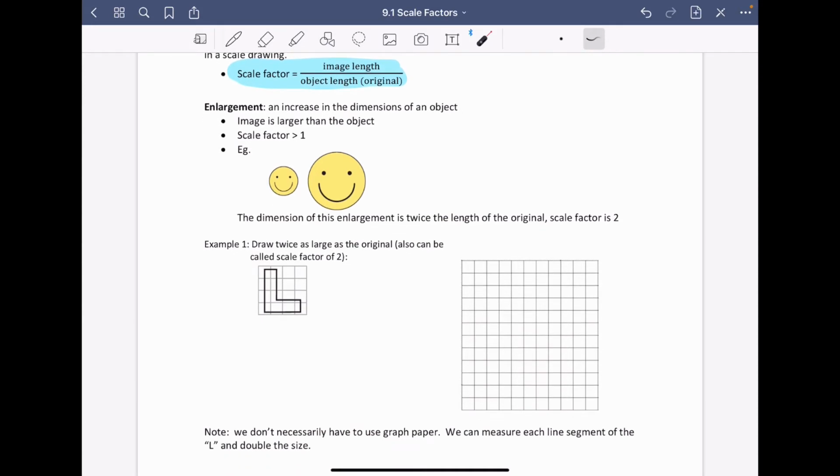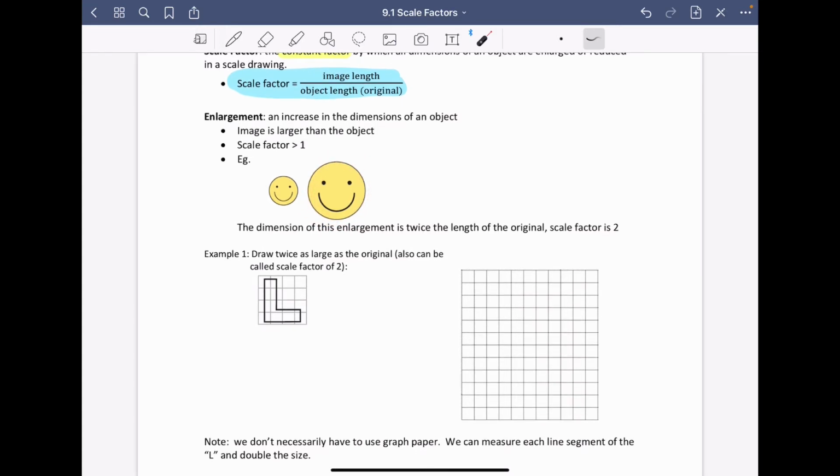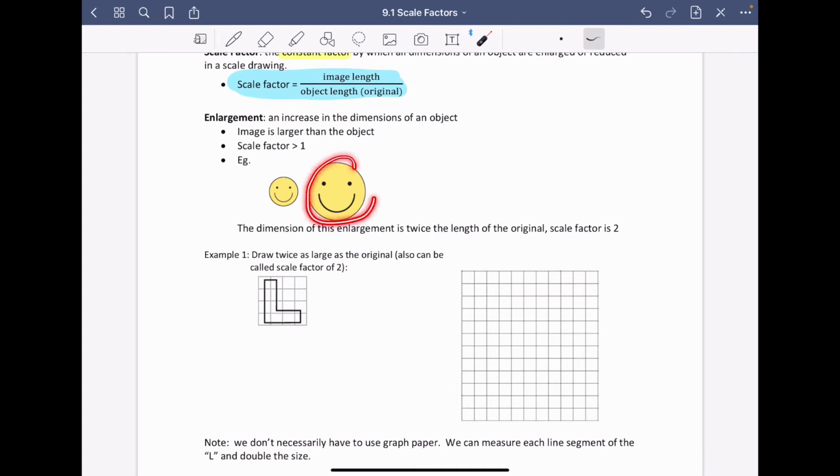The example I have here is two smiley faces. This one is my original smiling face, and this is my enlargement, my image. Since the dimensions of this enlargement are twice the length of the original, the scale factor is 2, because scale factor again is image over object. Twice as large means image divided by object is equal to 2.